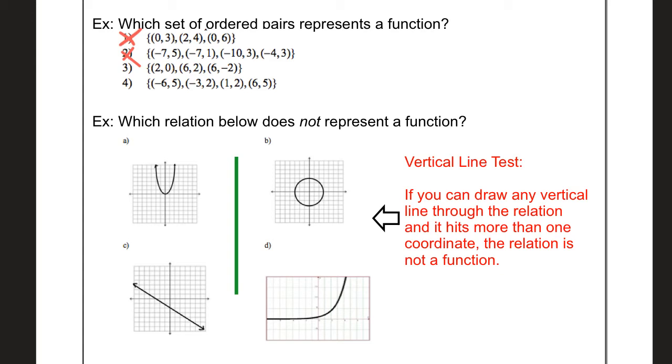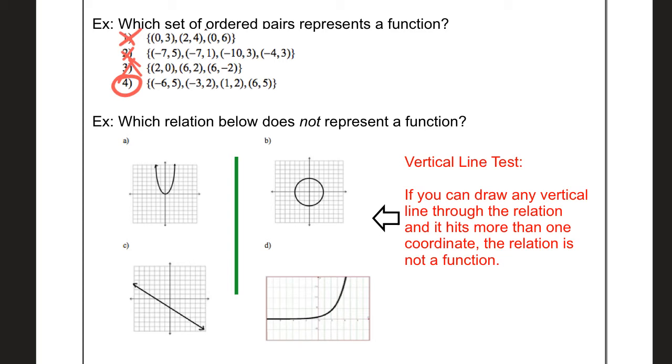Okay, choice 3, I see (6, 2) and (6, -2). So one input, 2 different outputs, not a function. And just by process of elimination, it looks like it's going to be choice 4, but let's see. Each input, -6, -3, +1, and +6, each input, or x value, is unique. Okay, there's no repeating x values. It's okay that I see two 2s. Remember, like we said, the outputs can always repeat. It's the x values that are really going to determine if something is a function or not a function.